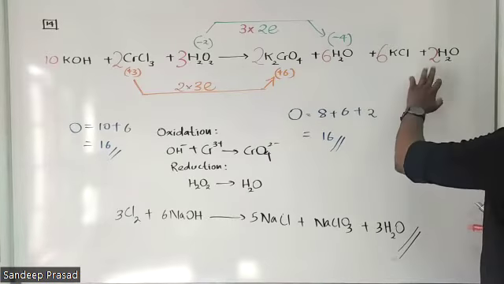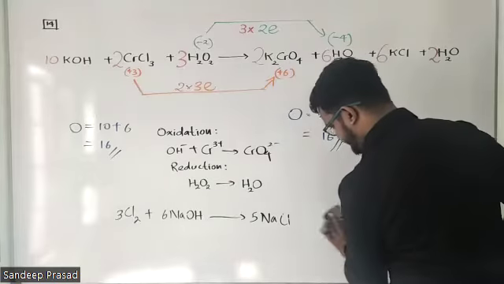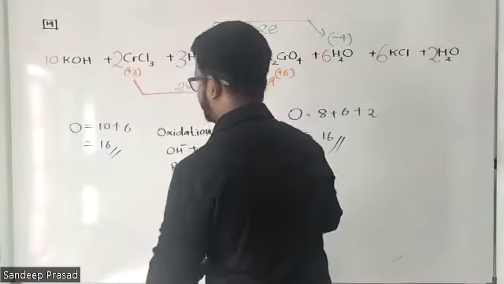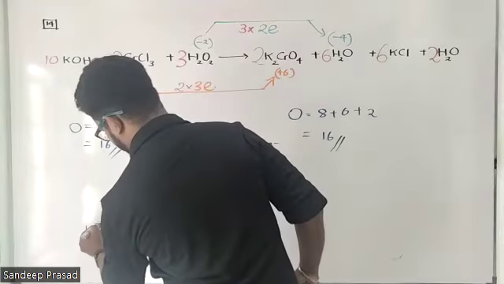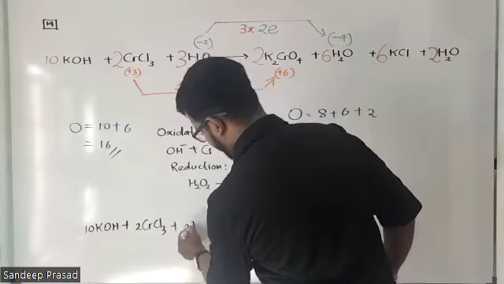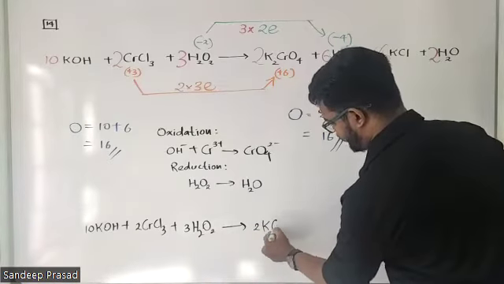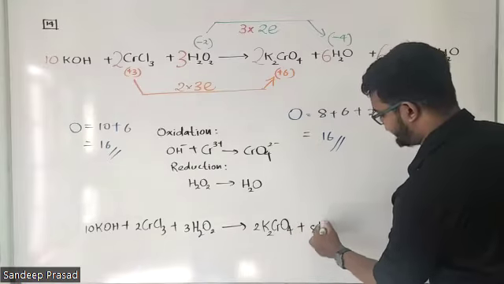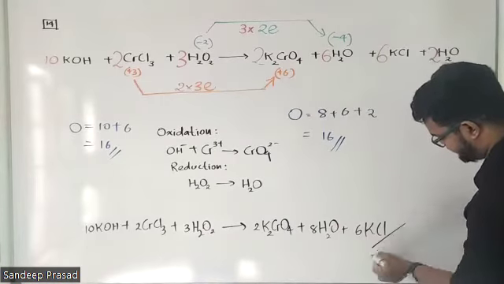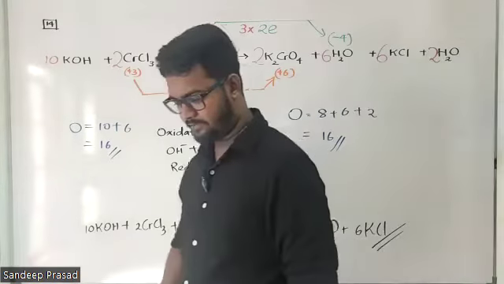Don't write it in this way. Finally, you have to write the reaction as, let me write it here: 10 potassium hydroxide reacting with 2 CrCl3, 3 hydrogen peroxide to give 2 potassium chromate, 8H2O plus 6 KCl. This is the final balanced chemical reaction. Okay, keep that in your mind.